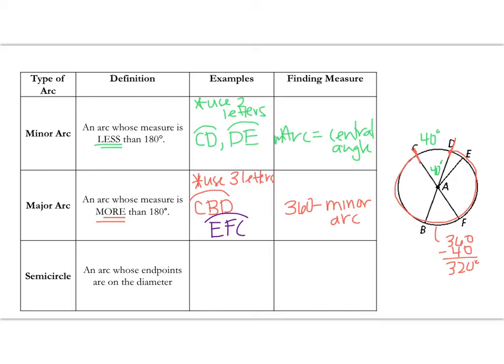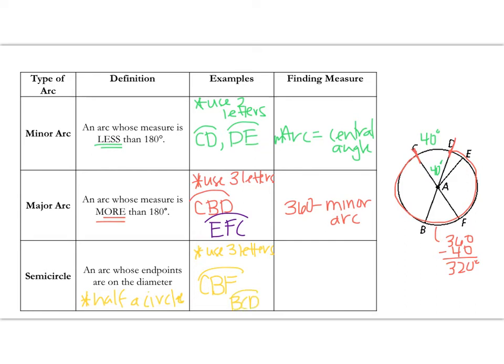And then the last one we're looking at is a semicircle. A semicircle is an arc whose endpoints are on the diameter. It's also half a circle. That's the not fancy definition of it. So an example of a semicircle, you will use 3 letters when you name a semicircle as well. So an example of a semicircle in the problem would be CBF. That's a semicircle. Or BCD, that's also a semicircle.